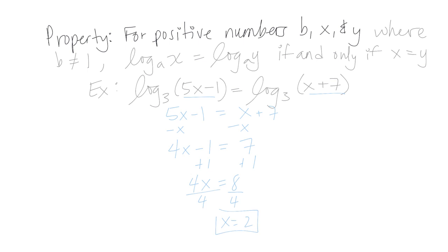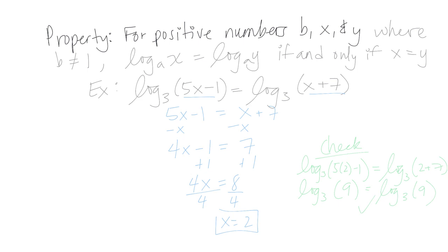As always, we're going to check. So we have log base 3 of 5 times 2 minus 1 has to equal log base 3 of 2 plus 7. So this is going to be log base 3 of 10 minus 1, which is 9, equals log base 3 of 2 plus 7, which is also 9. Those two things have to be equal, so we're good.